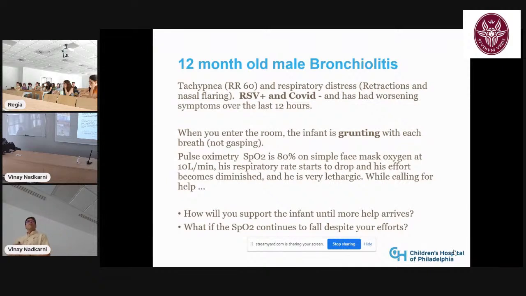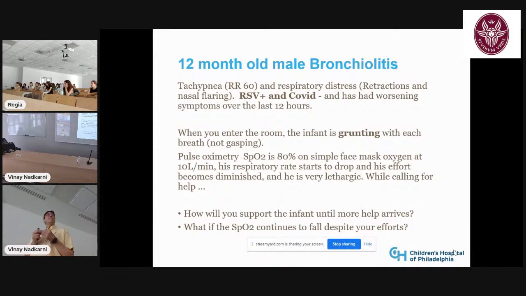So, think with me for a moment. You're on call tonight. You're presented with a 12-month-old child who seems to have bronchiolitis, with tachypnea, a respiratory rate of 60, and some respiratory distress with retractions and nasal flaring. The test for RSV is positive. The test for COVID is negative. He has worsening symptoms over the last 12 hours that seem to be accelerating, and you're quite worried. This child is heading towards respiratory failure.